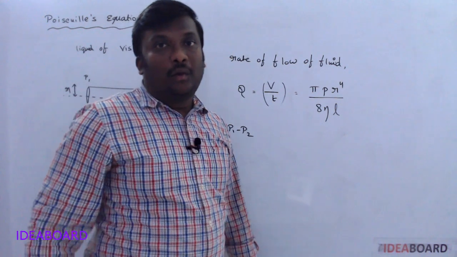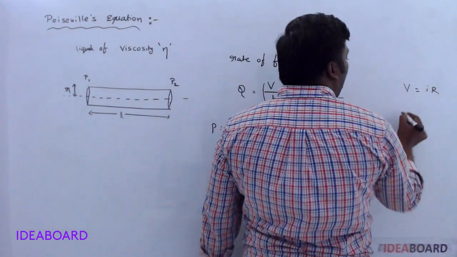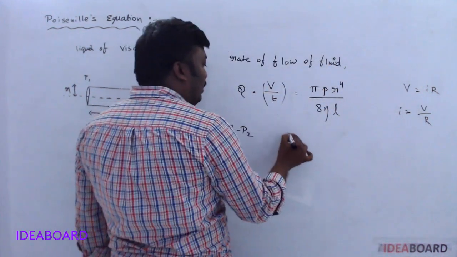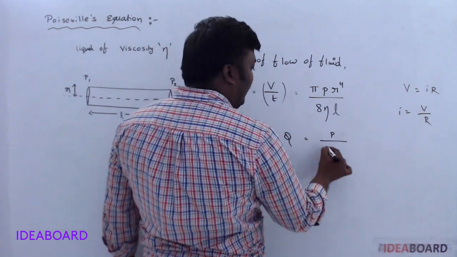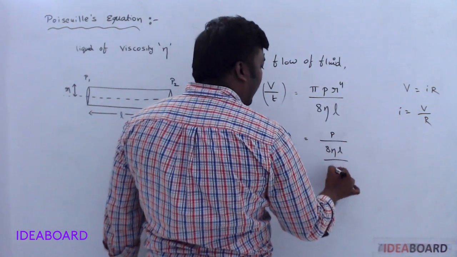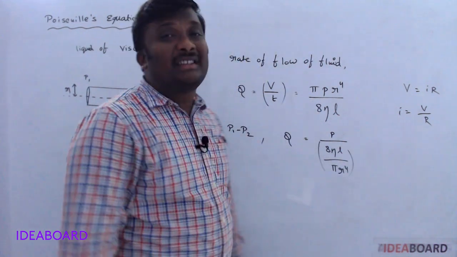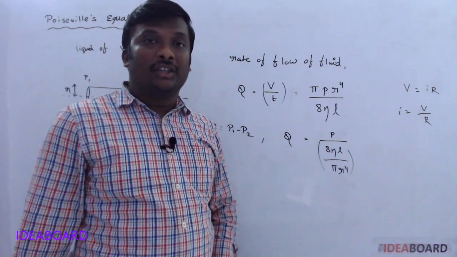Ohm's law. We know the formula for Ohm's law: V is equal to IR. From that, I is equal to V by R. Similarly, Q is equal to P by 8 eta L by pi R power 4. Comparison is most important. If you make the analogy, numericals become very easy for you.